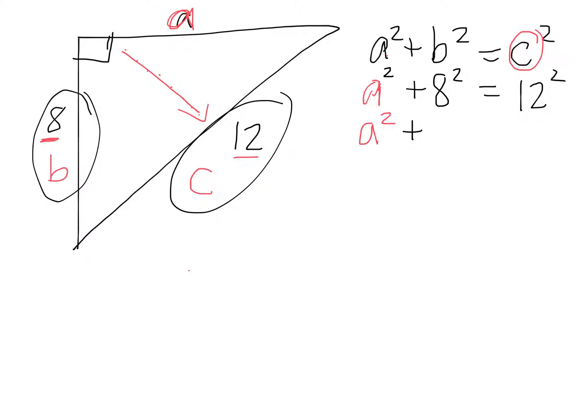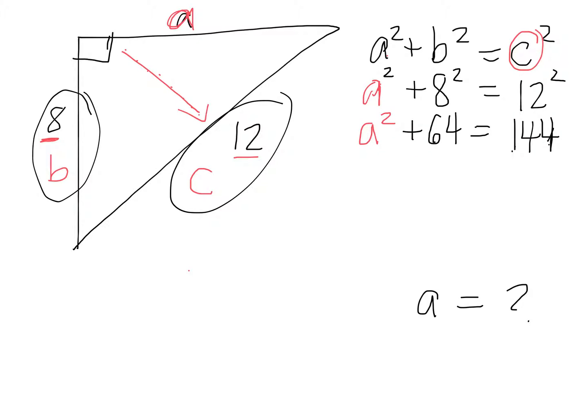Can I simplify 8 squared? Do we know what 8 to the power of 2 is, or 8 times 8? What's 8 times 8? So I'm going to write 64. Instead of writing 8 to the power of 2, I'm just simplifying it. Okay? And then we have 12 to the power of 2, or 12 squared. What's 12 times 12? 144.